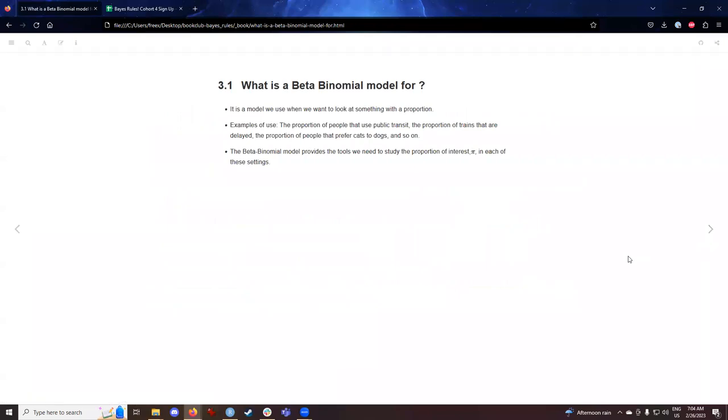This beta-binomial model is used when we want to look at something with a proportion. That is, our response variable is a proportion. Examples include the proportion of people who use public transit, the proportion of trains that are delayed, the proportion of people who prefer cats to dogs, and so forth. The beta-binomial model provides the tools we need to study the proportion of interest, pi, in each of these settings. And in case you're curious, yes, pi is a pretty conventional symbol for a set of probabilities. It does come up in other probability settings in other probability textbooks.